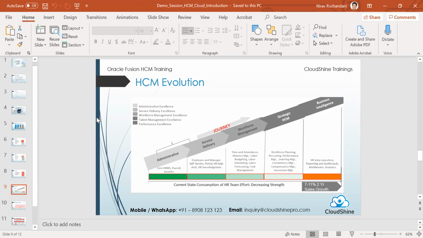And very recently, a few years back, the focus shifted to being more strategic in terms of how the application and the solution is, where there were features related to recruiting, performance management, learning management, compensation, career development, etc., built into the application, so that the complete gamut or entire hire to retire life cycle is covered within the system itself.